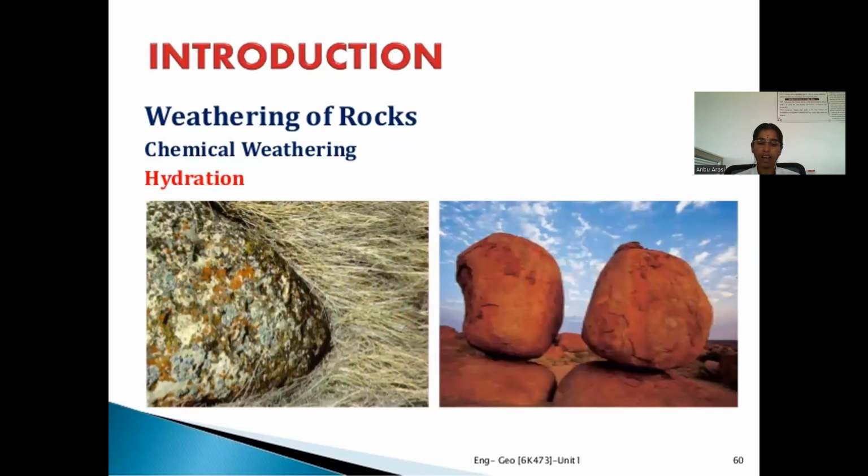Hydration: ions have the tendency to hydrate when H2O is present and dissociate. This kind of weathering happens in arid environments where salts are present. For example, chlorides and sulfates weather due to hydration.